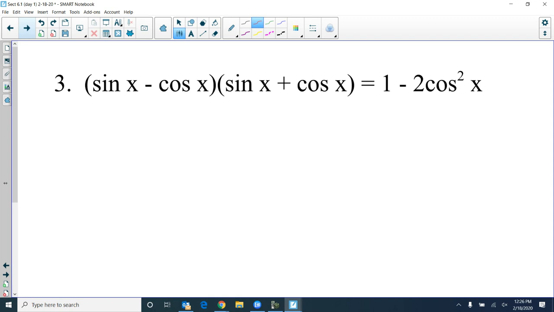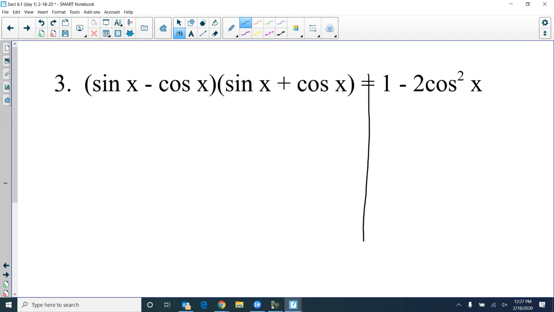Sine of x minus cosine of x times sine of x plus cosine of x is equal to 1 minus 2 cosine squared of x. More complicated side would be left-hand side. All right, what's going on there? That's a multiplication problem. So right now, I can't really do anything. Multiply them together. What does that give us?